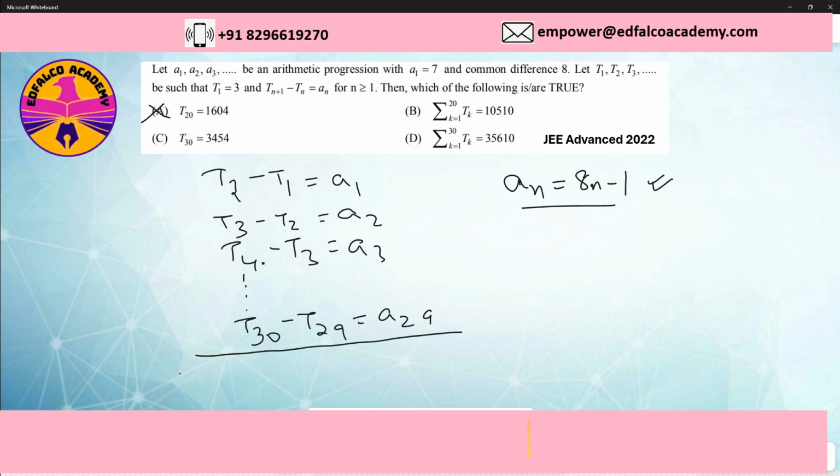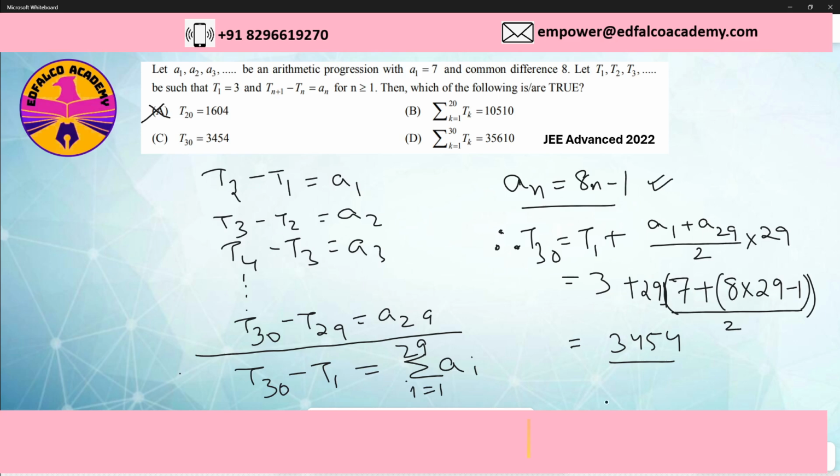LHS को ऐड करने से as you can see all T2, T3, T4 till T29 everything will cancel out. We will be just left with T30 minus T1. On the right hand side it will be the summation of all these terms, which is a1 plus a2 plus a3 up till a29, which means it is sigma of ai from i is equal to 1 to 29. Therefore T30 is equal to T1 plus the sum of a1, a2, a3 till a29, which is T1 plus (a1 plus a29) by 2 into 29. And now we can put the values in this expression.